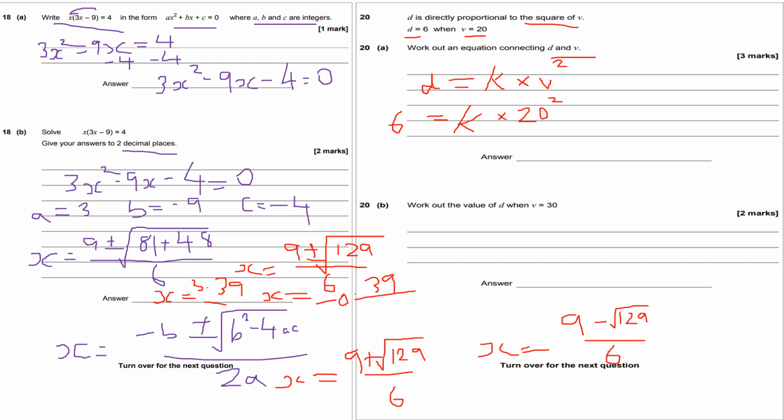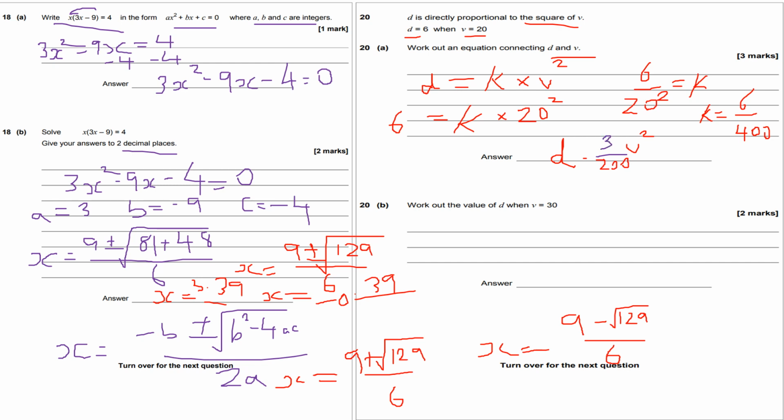So I'm going to have 6 all over 20 squared. That will equal k. So k is equal to 6/400, or I can simplify that to 3/200. So the equation would be d is equal to 3/200 of v squared. So that is that one there.